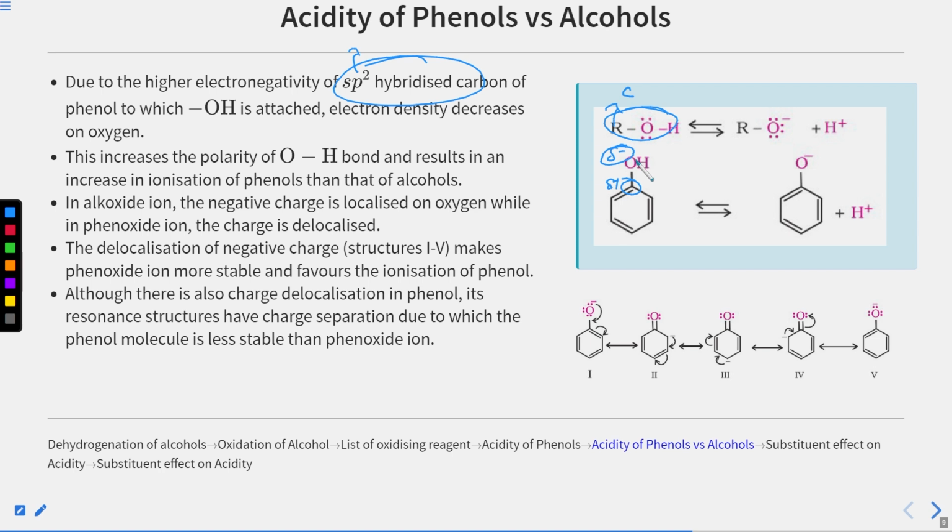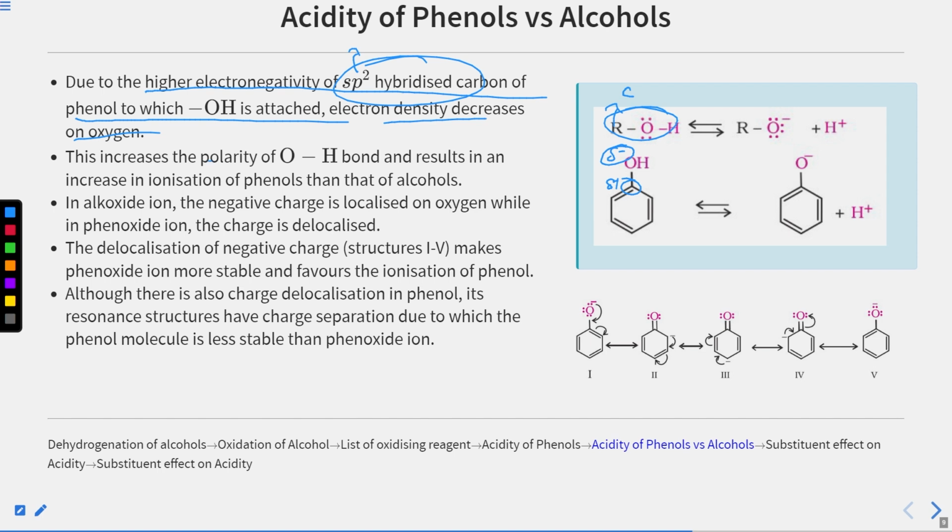So since we have an sp2 carbon which is more electronegative due to the greater percentage of s character, therefore phenols are more acidic than alcohol. So this is the most obvious reason. It is written that due to the higher electronegativity of the sp2 hybridized carbon of the phenol to which OH is attached, electron density decreases on oxygen.